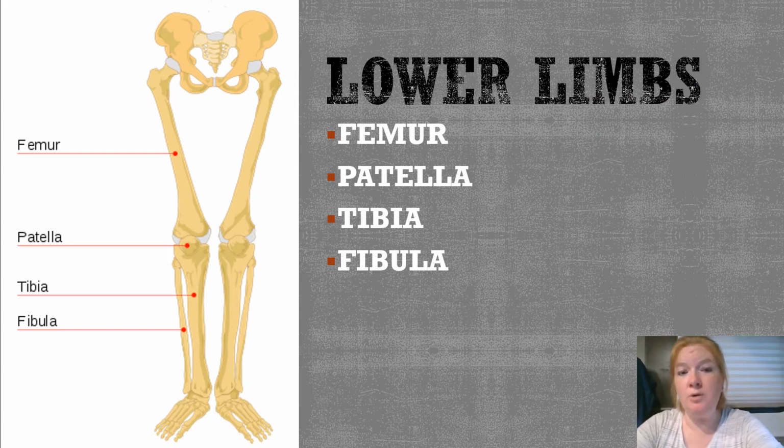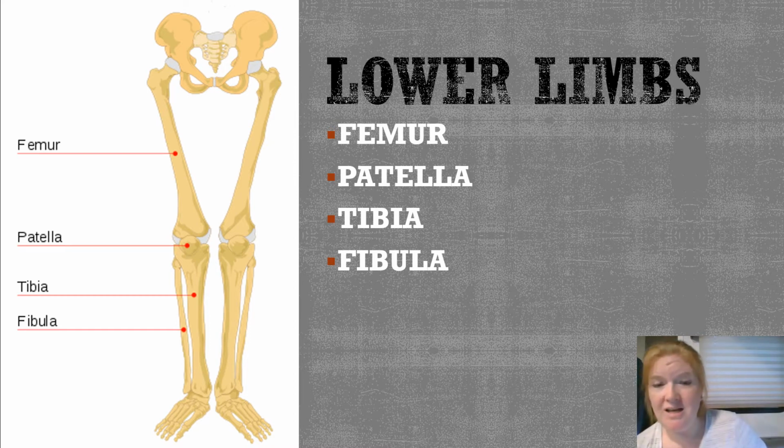All right, so our lower limbs. We have the femur, the thigh bone. We have the patella, our kneecap, and then we have the tibia and the fibula. So the tibia, that's the one that is on your shin. The fibula is back around on the lateral side, kind of in your calf area.